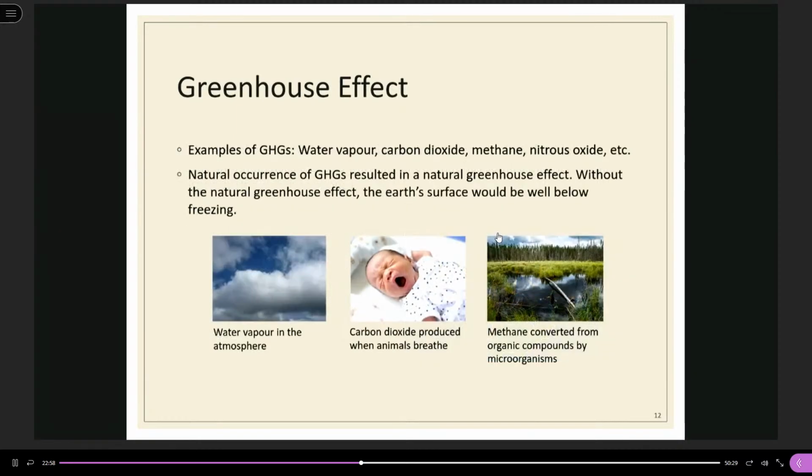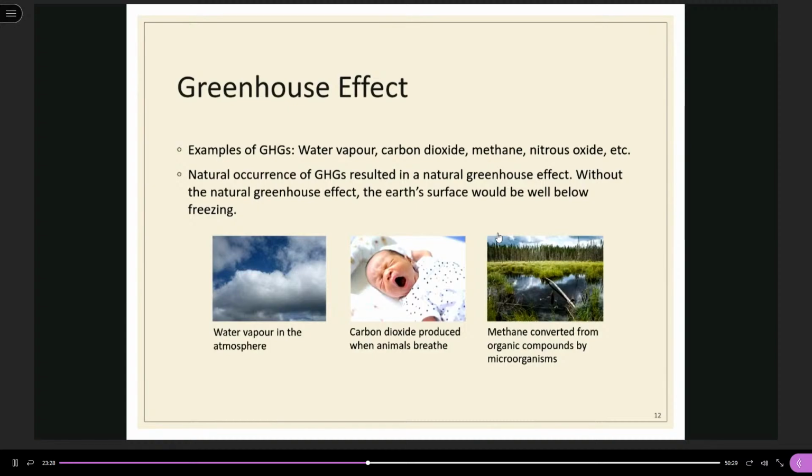Okay, so the greenhouse gases include water vapor, carbon dioxide, methane, and nitrous oxide. The natural occurrence of the greenhouse gases results in a natural greenhouse effect. Without the natural greenhouse effect, the Earth's surface would be well below freezing.